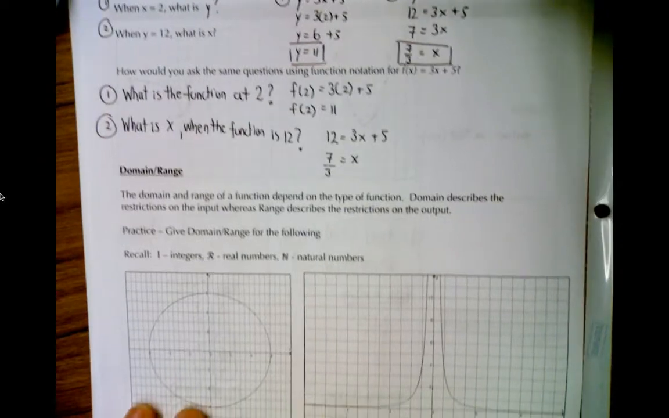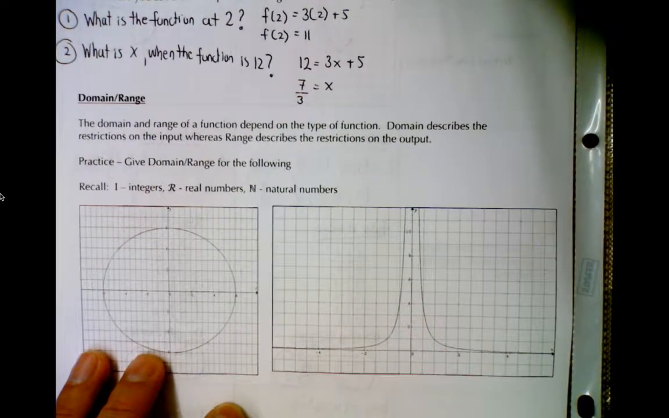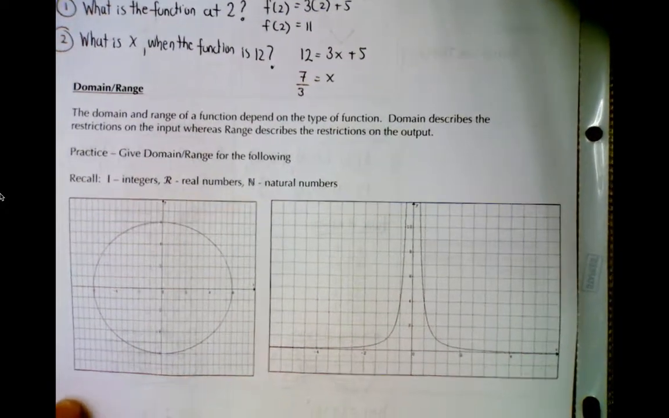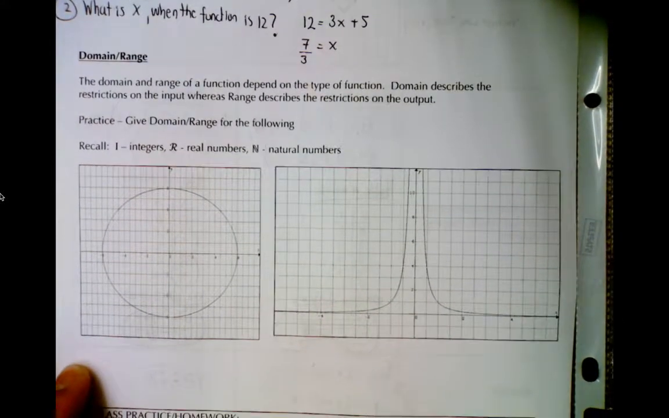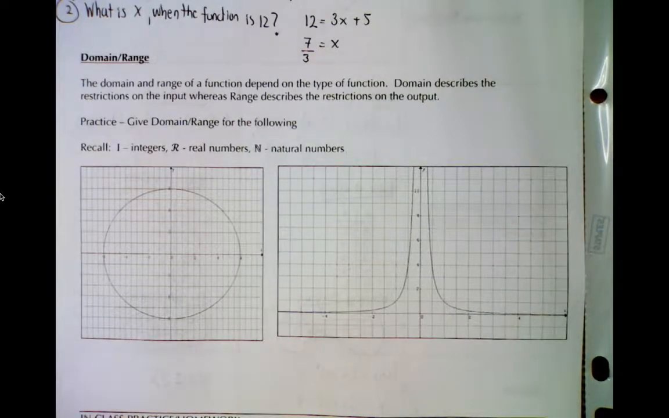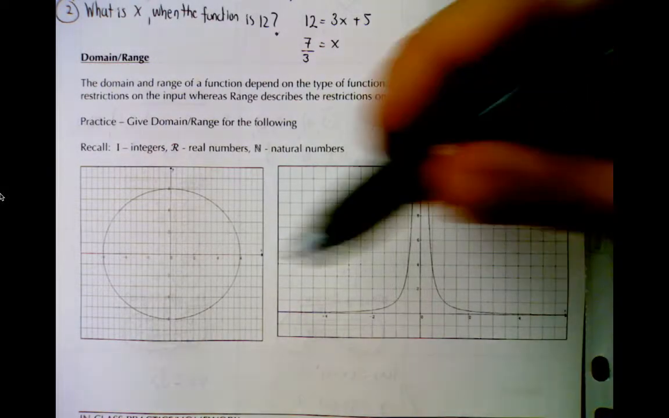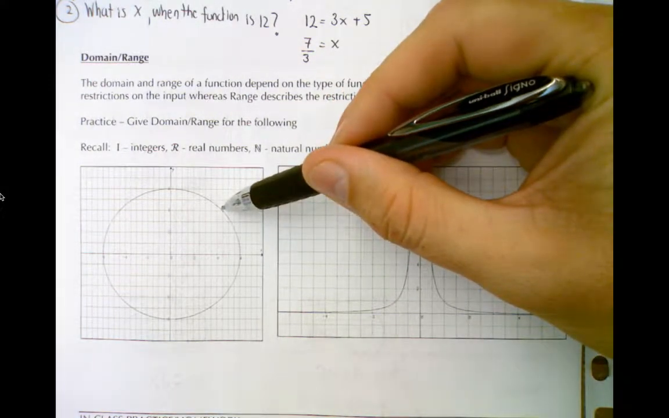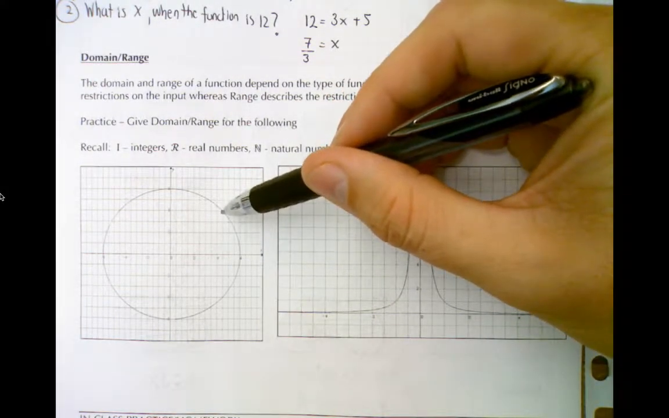We can do domain and range of both functions and relations. So the domain and range of a function or a relation depends on the type of function or relation. Domain describes the restrictions on the input, whereas range describes the restrictions on the output. And we've reviewed domain and range already. But let's give the domain and range and use proper notation for both. So first we have to identify whether it's a function or a relation. And since our first graph does not pass the vertical line test, we have a relation. So we're going to write our domain and range using x and y notation.